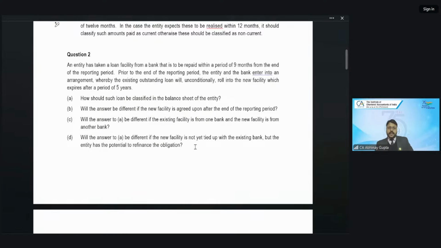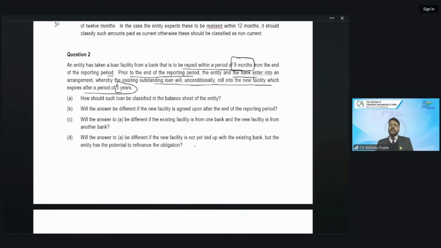Next question. An entity has taken a loan facility from a bank that is to be repaid within a period of 9 months from the end of the reporting period. Prior to the end of the reporting period, the entity and the bank enter into an agreement whereby the existing outstanding loan will unconditionally roll into the new facility, which expires after a period of 5 years. Right? So just read the question carefully again. Let me reread once.